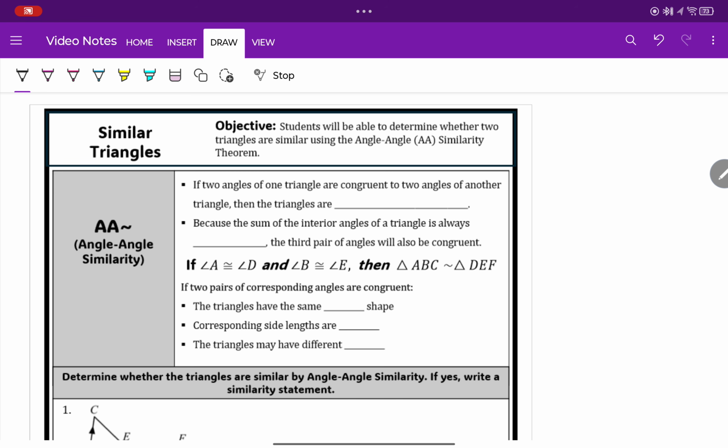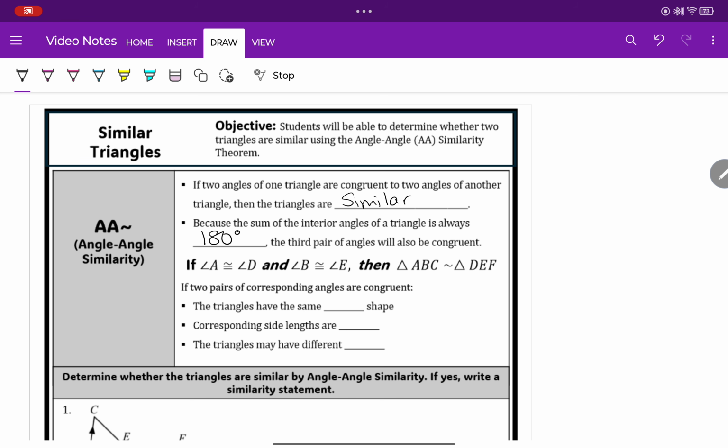The theorem that we're looking at today is known as your angle-angle similarity, which means if two angles of one triangle are congruent to two angles of another triangle, then the triangles are similar. Because the sum of the interior angles of a triangle is always 180 degrees, that third angle will be also congruent.